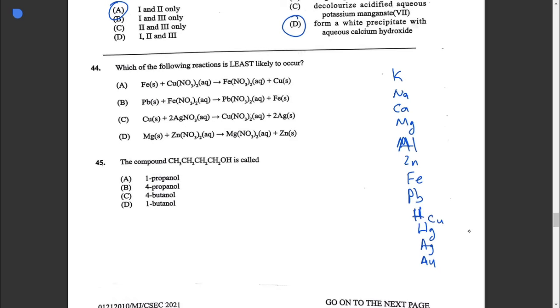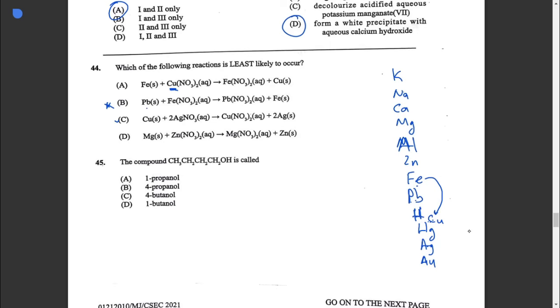So can iron displace copper? Yes, because iron is above copper, so it can move copper from this. Can lead displace iron? No, lead is below iron, so it cannot displace it. So this cannot happen. Can copper displace silver? Yes, copper can displace silver because it is above silver. All right, so this can happen.